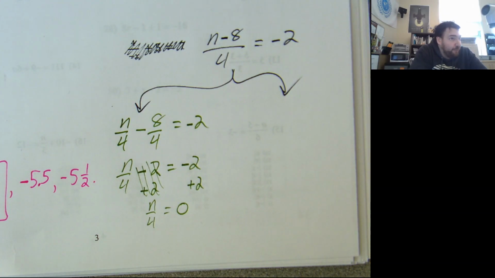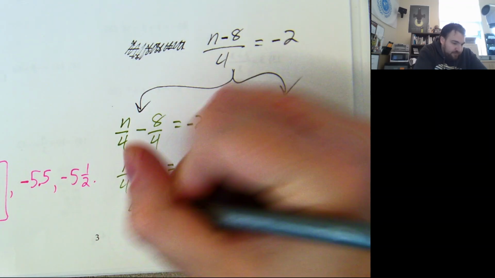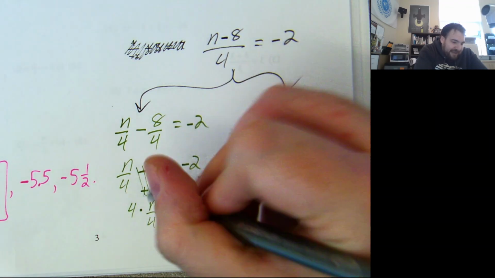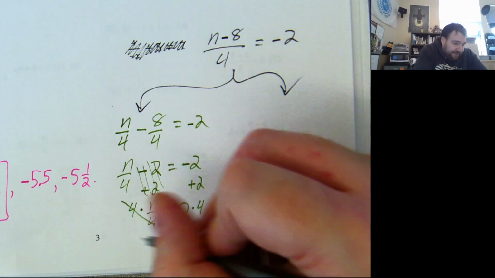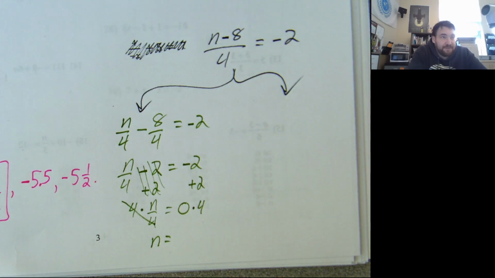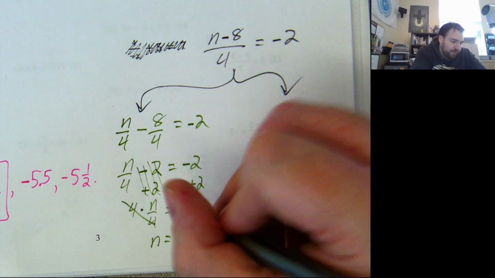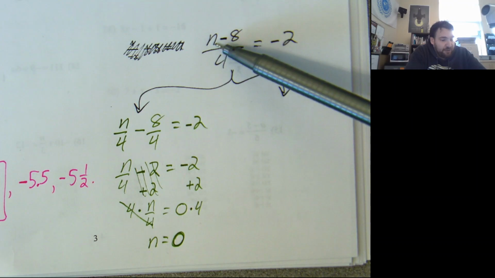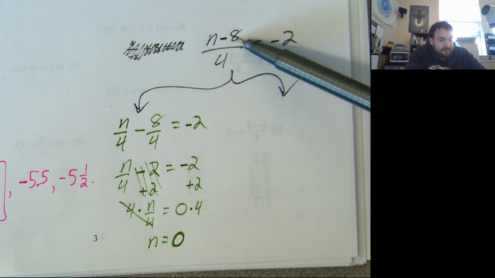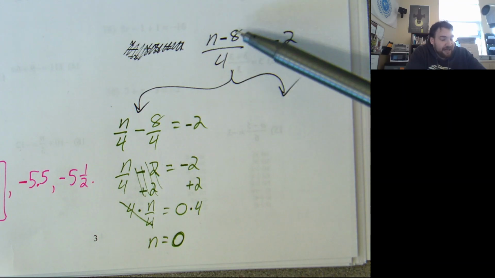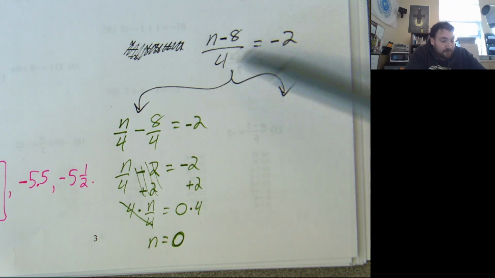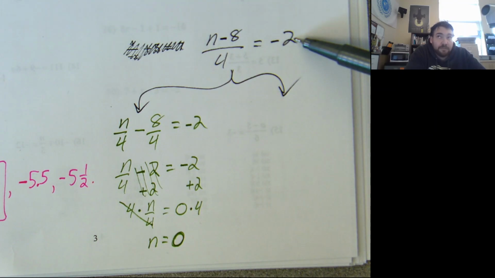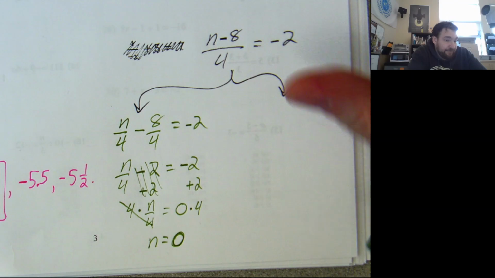So now to get n by itself, we're going to multiply both sides by 4. 4 divided by 4 is 1, leaving us just with n. So 0 times 4 is 0. So n is 0. Let's check to see if that's true. If I plug 0 in here, 0 minus 8 is -8. -8 divided by +4 is -2. So we're good. Okay, that is one technique for solving this problem.